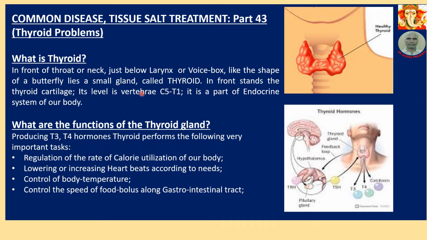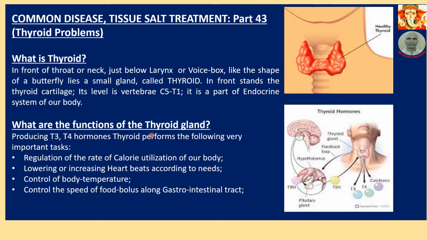In front stands the thyroid cartilage. Its level is vertebra C5 to T1, that is cervical vertebra 5th, 6th, 7th and T1. These four vertebrae lie against this gland on the back side, because vertebrae are on the back side. It's a part of the endocrine system of our body. That is, this particular gland is a part and parcel of the endocrine system of our body.